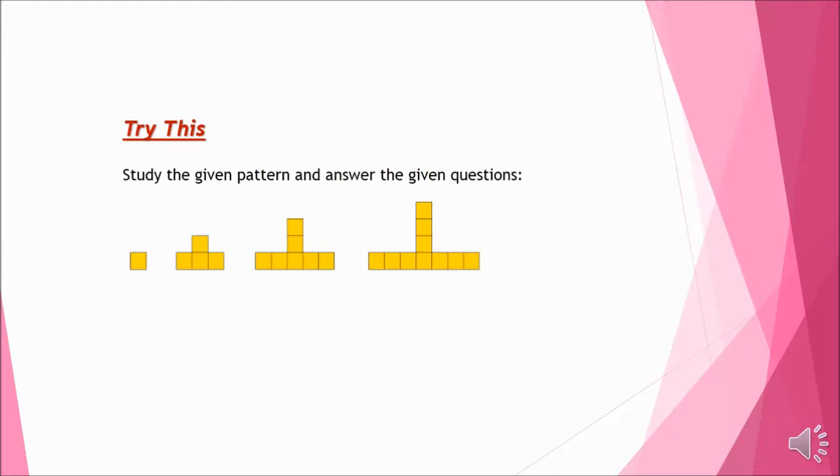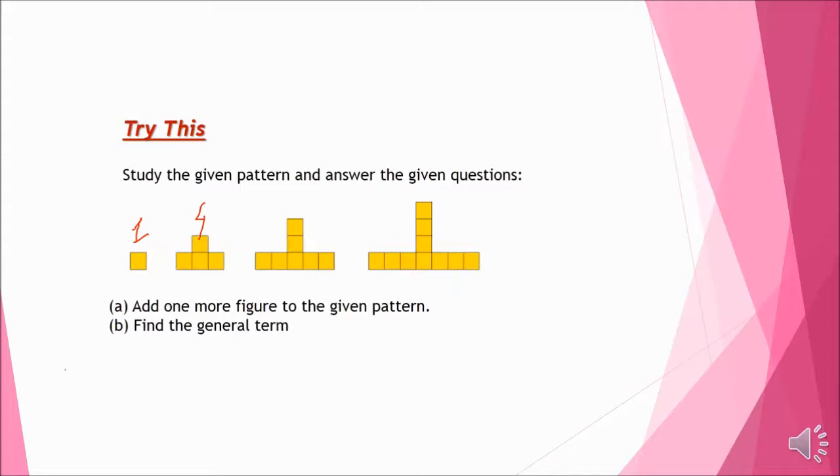A similar type of question you will see. Try this. Study the given pattern. The questions are fairly the same for everyone. Now here we have to count all the dots. It's 1, then 4, then 7. Let me count: 1, 2, 3, 4, 5, 6, 7. It's 7, not 8. So the sequence is 1, 4, 7, 10.